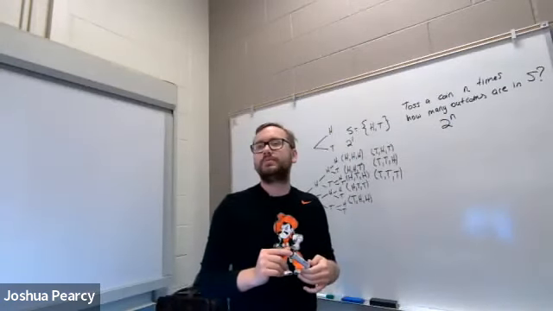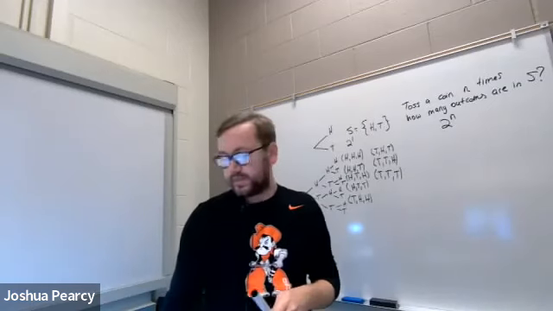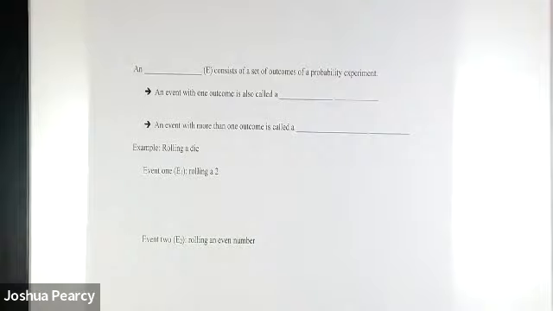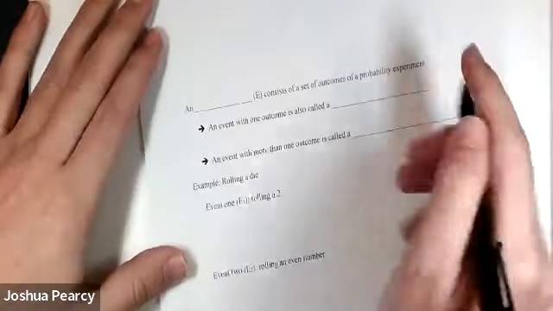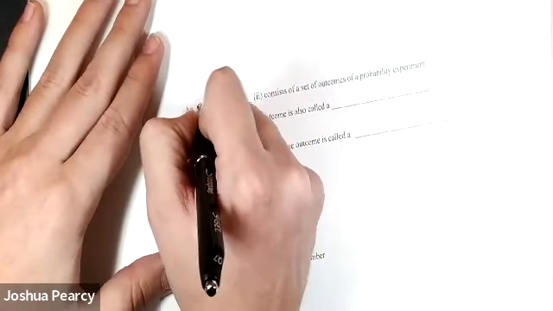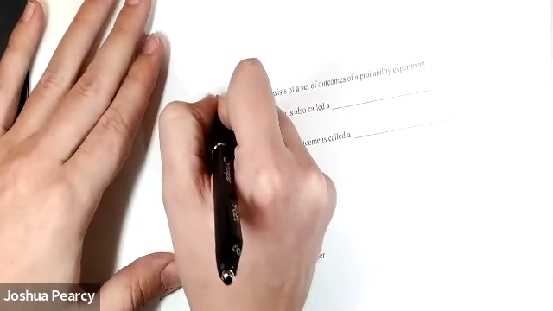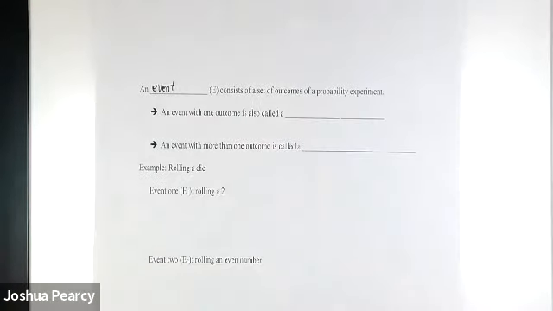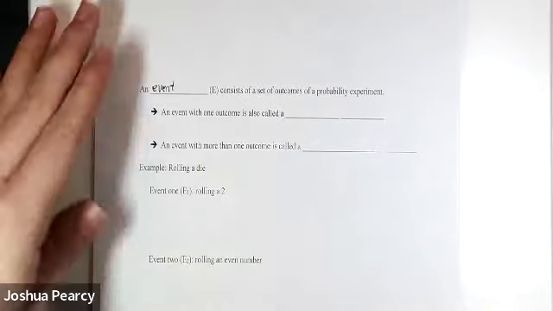Everyone cool up there? So then the next thing we'll talk about is what is called an event. So an event E consists of a set of outcomes of a probability experiment. And if this event E just contains one outcome, we call it what is known as a simple event.